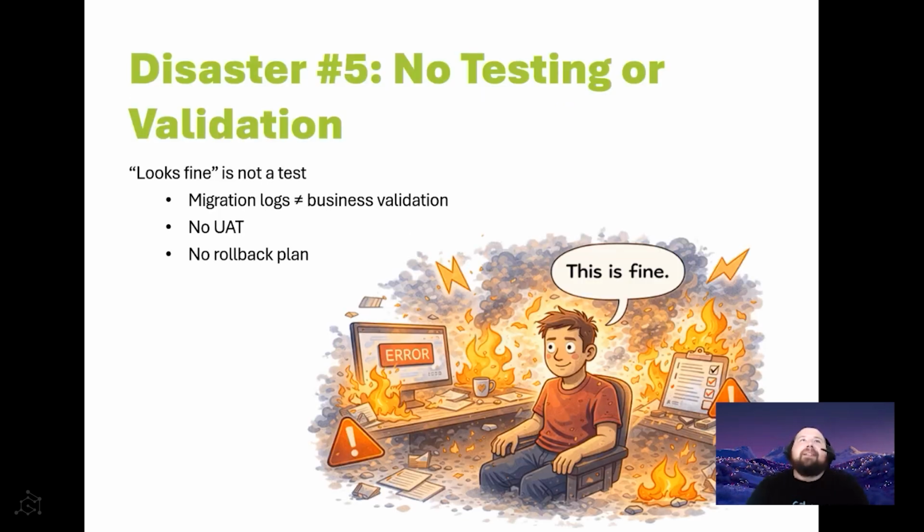And then the last disaster on the list that we picked was no testing or validation. Looks fine, it's got a test. In other words, copy your data and don't just go, okay, it finished, everything's there, it's fine. My migration log says it's done because I copied it using a tool. It says it's finished, so all my data's there. No user testing and no rollback plan.